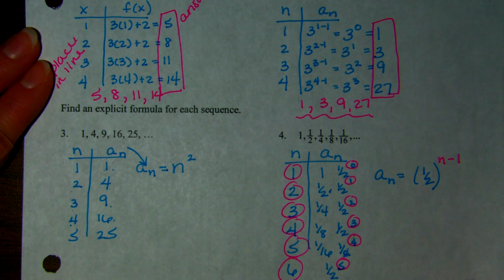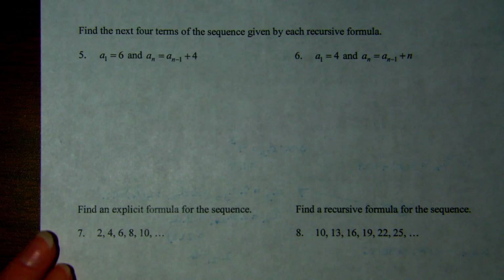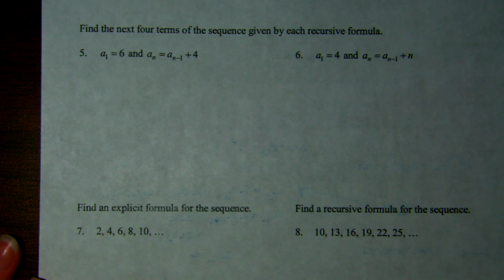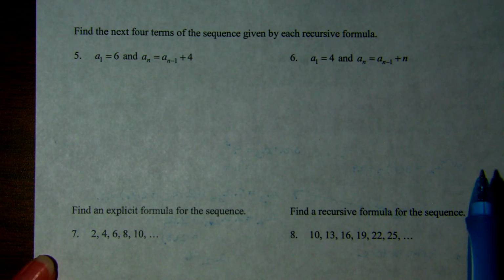All right, guys. Turn the page over. Looking at number 5. They want us to find the next 4 items of the sequence given by each recursive formula. So the front was all explicit formulas where you don't need the previous terms to find the next terms in line. Here they've given us a recursive formula, and they want us to find the next 4 terms.